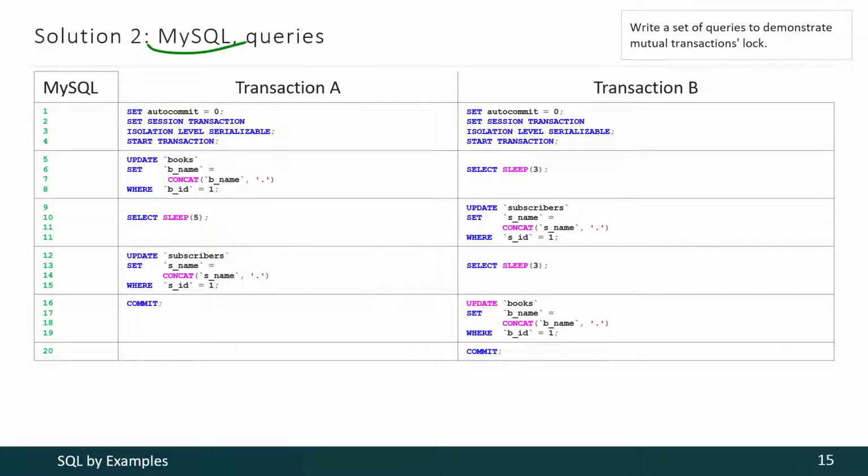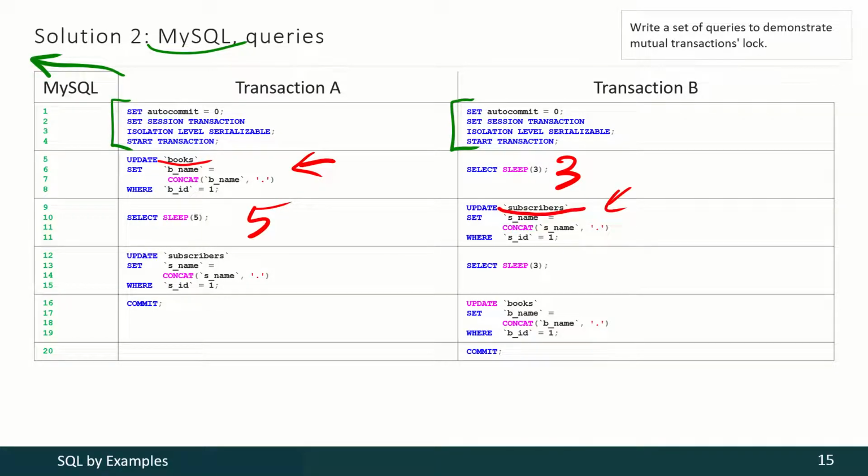Let's start with MySQL, and here we shall skip the detailed description of these preparations, as we've already reviewed all those details before. The main idea here is while this second transaction is sleeping for 3 seconds, this first transaction is changing data in books table. Then, while this transaction sleeps for 5 seconds, this transaction changes data in subscribers table. Then it sleeps again, and this transaction changes data in subscribers table too. And finally, this transaction changes data in books table.